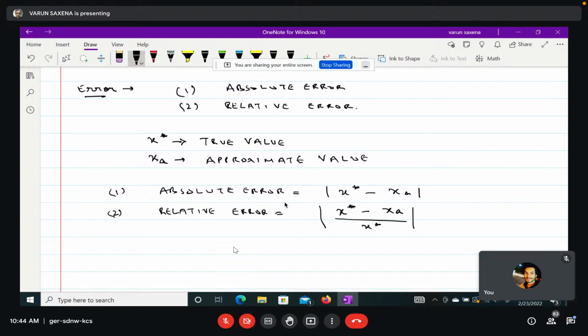So, I mean, it depends. It depends on what kind of a problem you're doing, but relative error is a little better than absolute error. The reason is that it gives you a better sense of where you are. Like, for example, if your true value is 0.1, and the error is coming out to be, let's say, 0.08, right?